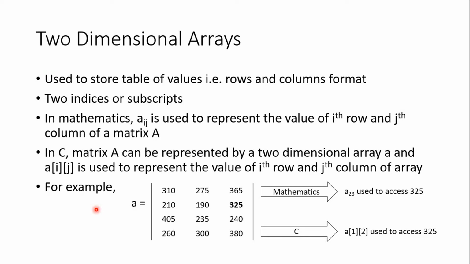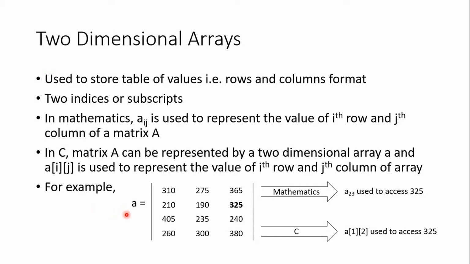To access an element, we use the syntax Aij that represents the value of the ith row and jth column of a matrix A. In C, matrix A can be represented by a two-dimensional array A, and A[i][j] is used to represent the value of the ith row and jth column of that array.